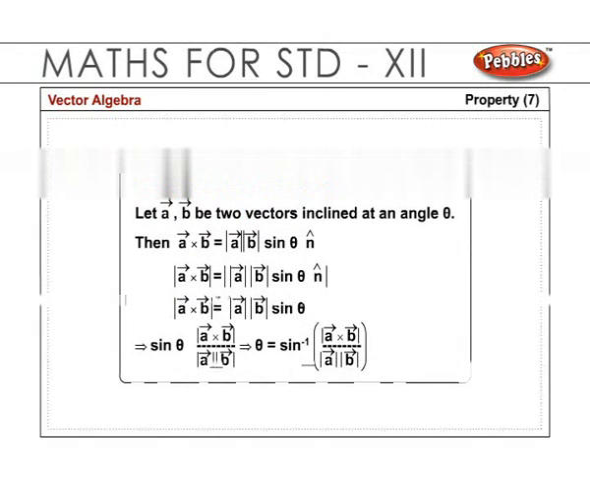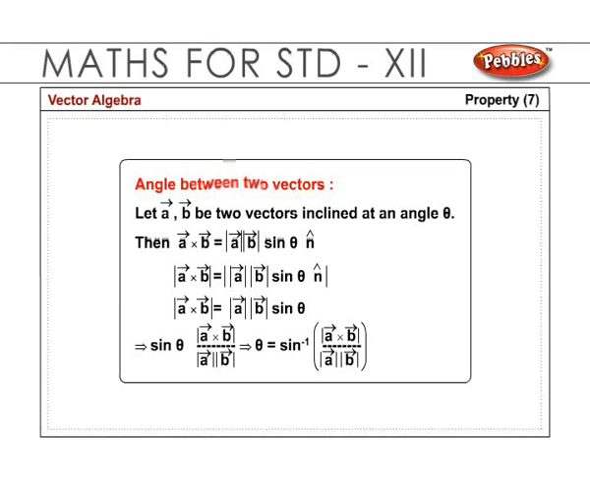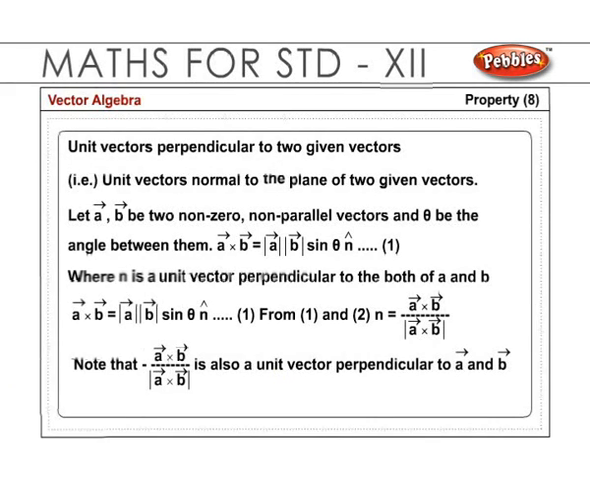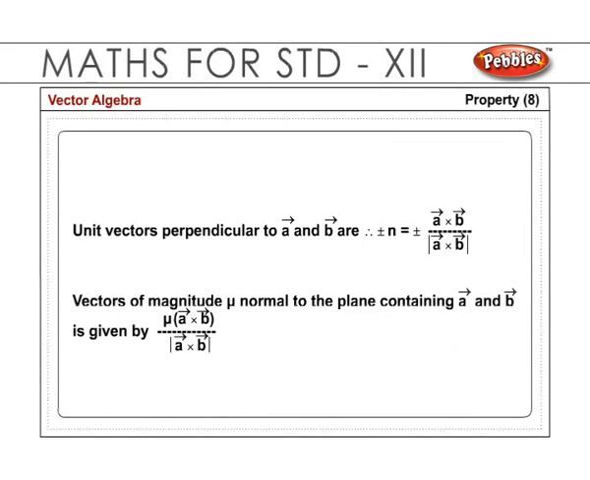Property 7. Angle between two vectors. Let A, B be two vectors inclined at an angle theta. Then A cross B = |A||B| sin theta n. Property 8. Unit vectors perpendicular to two given vectors, that is, unit vectors normal to the plane of two given vectors. Vectors of magnitude mu normal to the plane containing A and B is shown above.